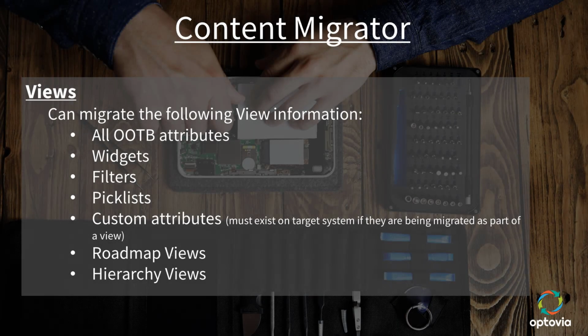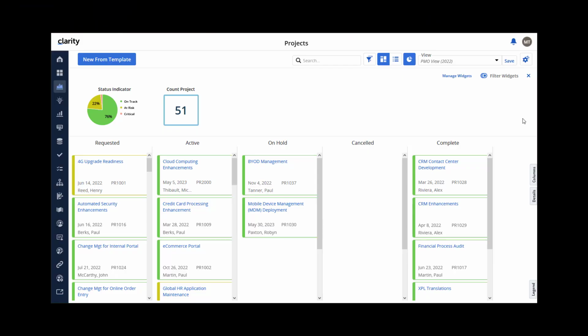For views, the Content Migrator can migrate all out-of-the-box attributes, widgets, filters, pick lists, custom attributes, and the custom attributes must exist on the target system if they are being migrated as part of a view, and also roadmap and hierarchy views. So let's see how to migrate a view.